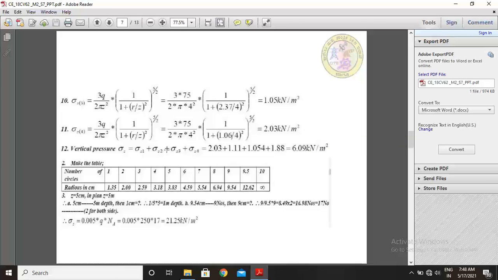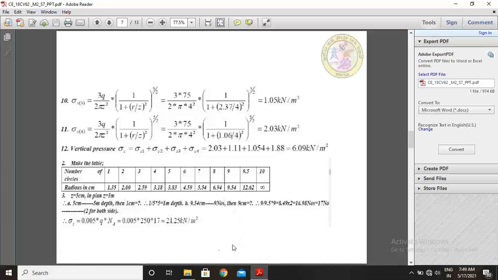Okay, next step, the vertical pressure sigma z is equal to the summation of all four rectangles, that is rectangle 1 plus rectangle 2 plus rectangle 3 plus rectangle 4. So rectangle 1 is 2.03, plus rectangle 2 is 1.11, plus rectangle 3 is 1.054, plus rectangle 4 is 2.03. While doing the summation, we get the answer 6.09 kilonewton per meter square.